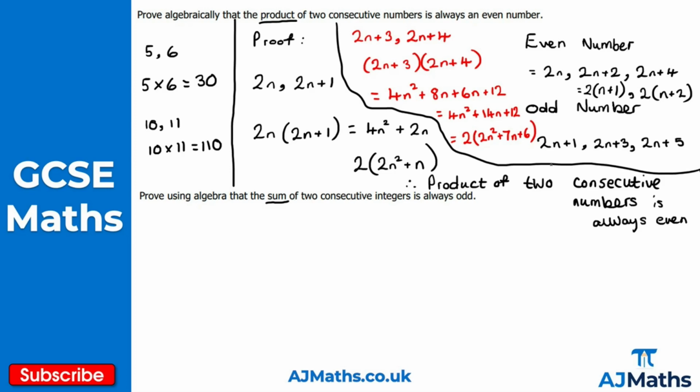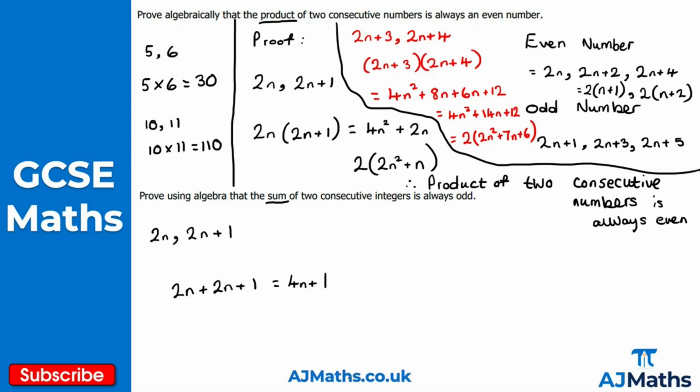So that will give me 2 consecutive integers. So 2n and 2n plus 1. So if I add these together now, the sum, we get 2n plus 2n plus 1. In that case, if we simplify here, collect like terms, we get 4n plus 1.